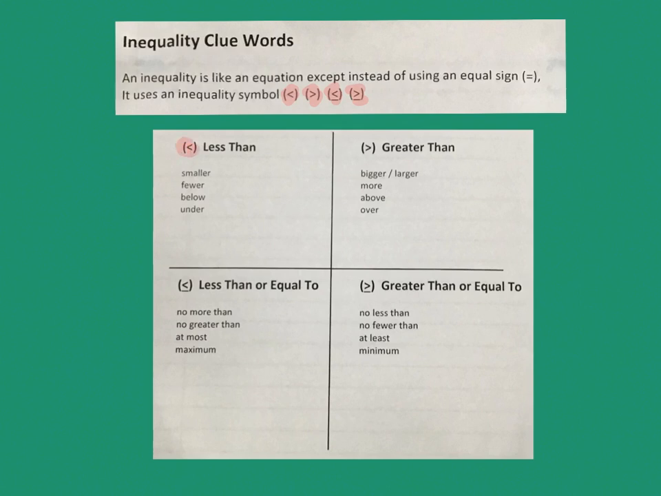So we have our less than sign. We have our greater than sign. Then I have my less than or equal to sign. And I have my greater than or equal to sign. So pay close attention to, especially these words that also mean equal to, because some people get those confused and they do them backwards. Okay, so we'll refer back to this chart in just a minute.